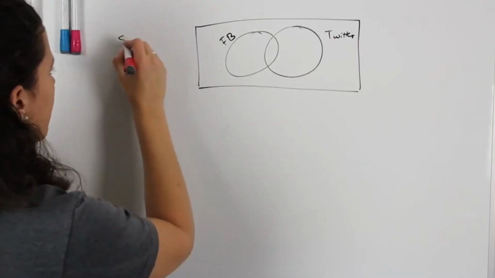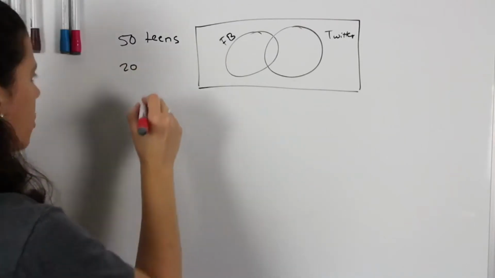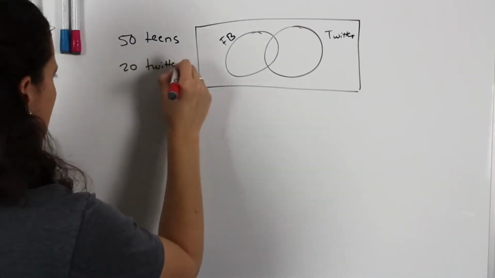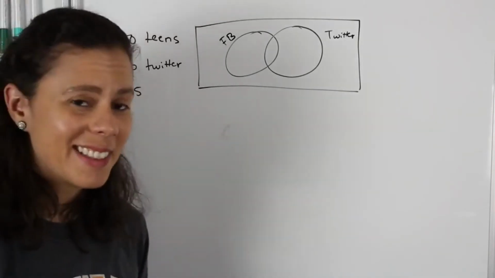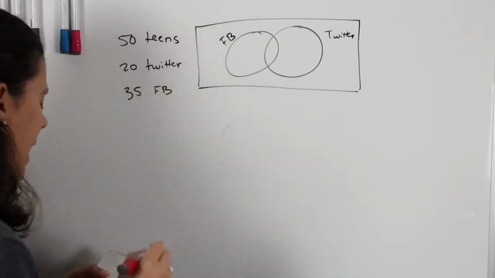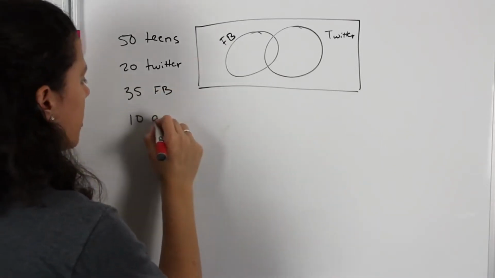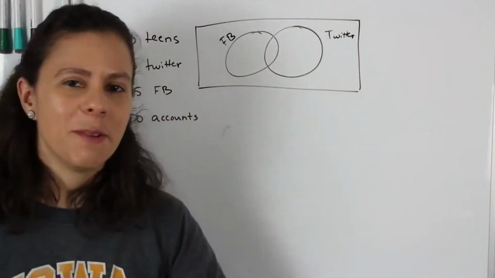Now, we have 50 teens total. We have 20 of those kids have Twitter accounts. 35 of those adolescents have Facebook accounts, right? And 10 of those kids have no accounts and they're happier than everybody else.